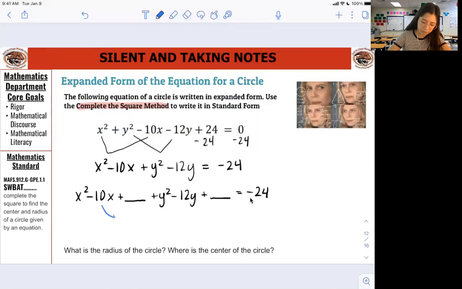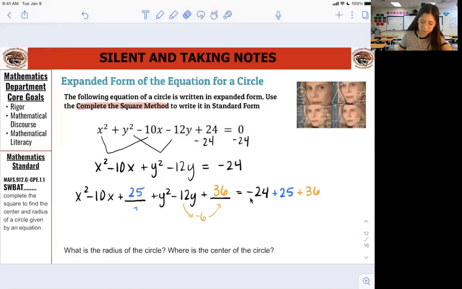So what's my magic number for the x's? -5. When I square that, I get 25. But what did I just do? I just added 25 in the middle of an equation. If I'm adding 25 on the left side, I better be adding it to the right side as well. Then I'm going to do the same thing for my y's. What's my magic number for this? How about -6? When I square it, I get 36, but since I'm adding 36 to the left side, I better be adding it to the right side as well.